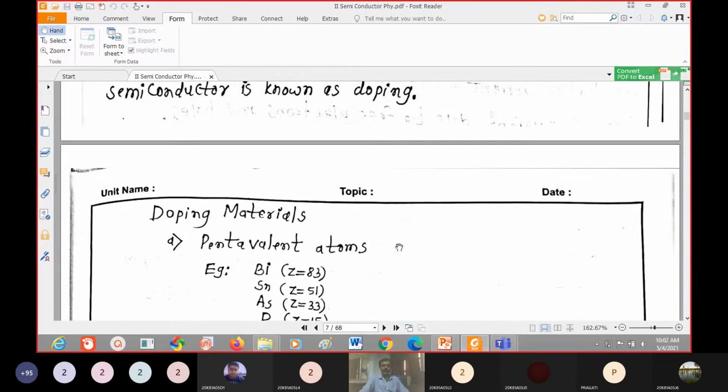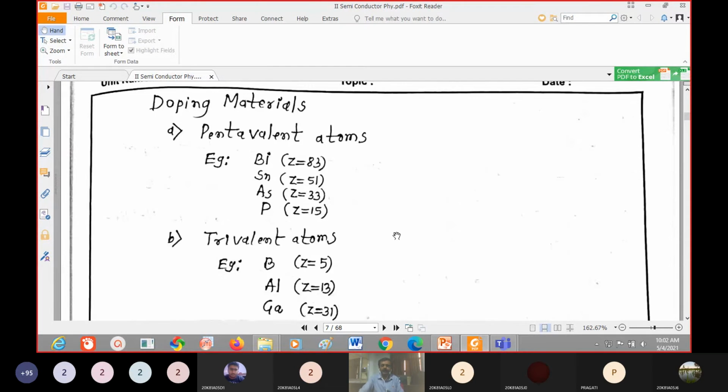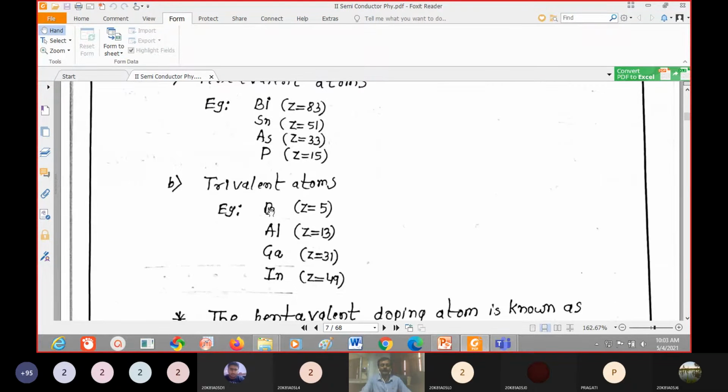Now, there are two types of doping material we will use: pentavalent atoms or trivalent atoms. Examples of pentavalent atoms are arsenic, antimony, bismuth and phosphorus. These are the pentavalent atoms. The trivalent atoms are gallium, aluminium, indium and boron. These are the trivalent atoms.